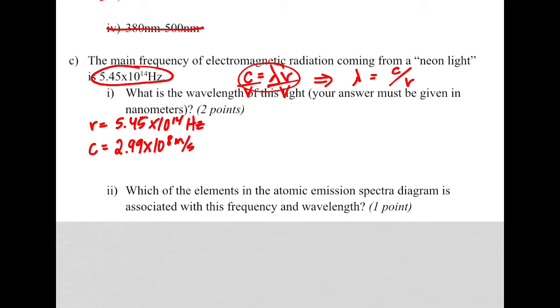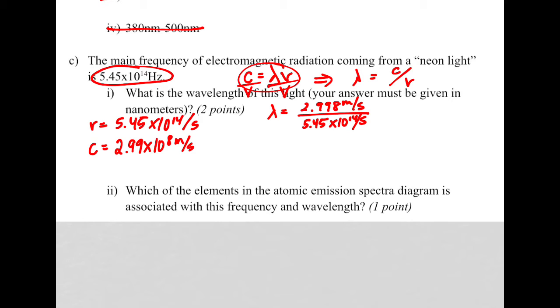Remember, to make this simpler, another way to write hertz is per second. So we'll write per second, and we're going to do that so that my seconds and seconds cancel and I'm left with the correct units. So let's do it. We have wavelength equals 2.998 meters per second divided by 5.45 times 10 to the 14th, oops, per second.